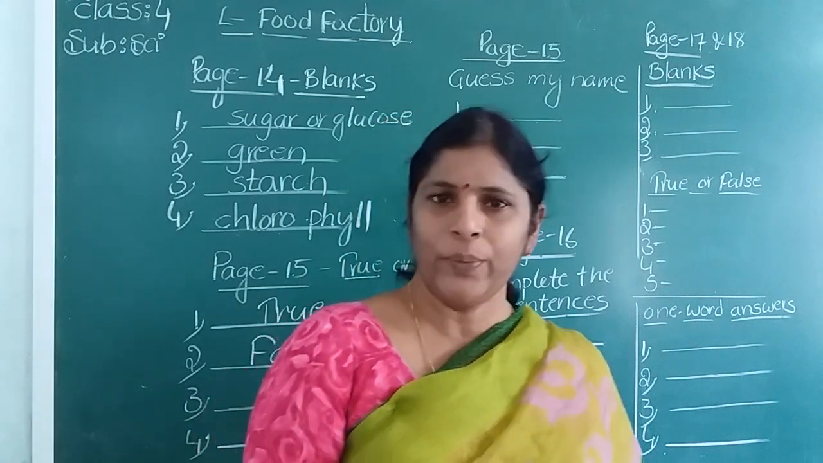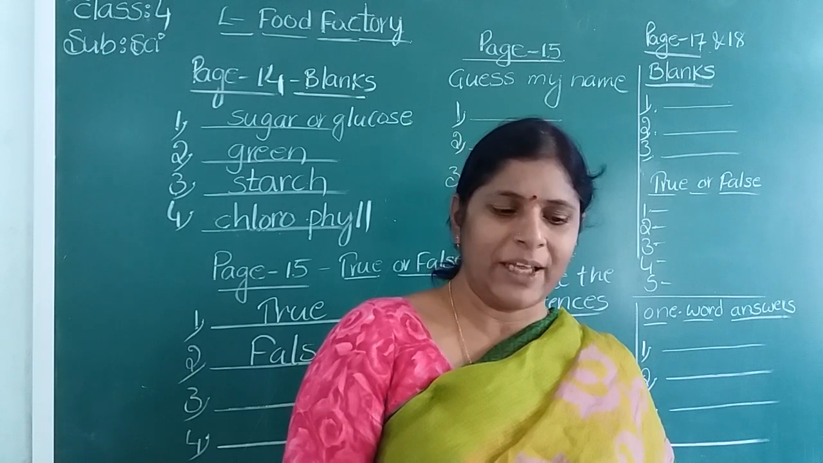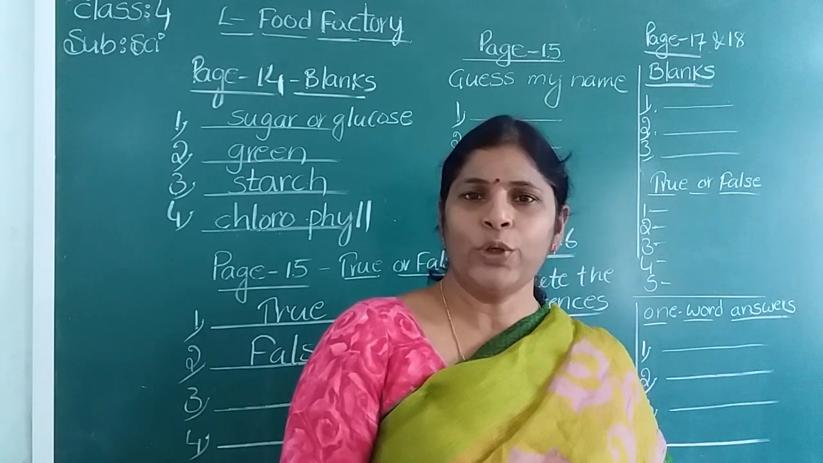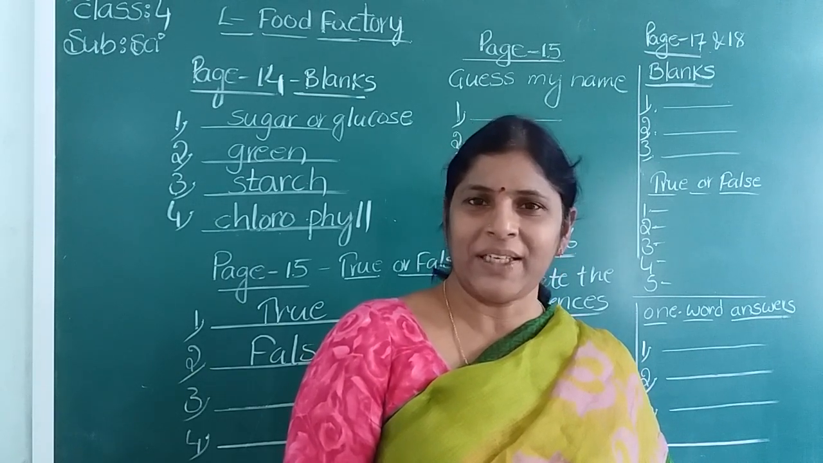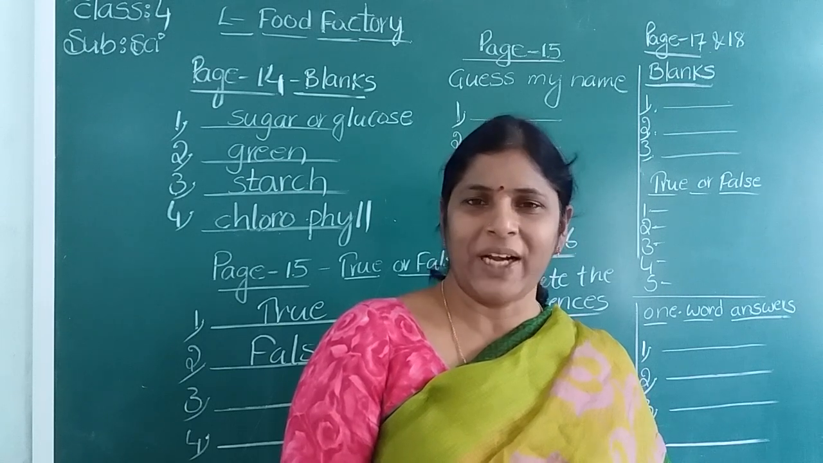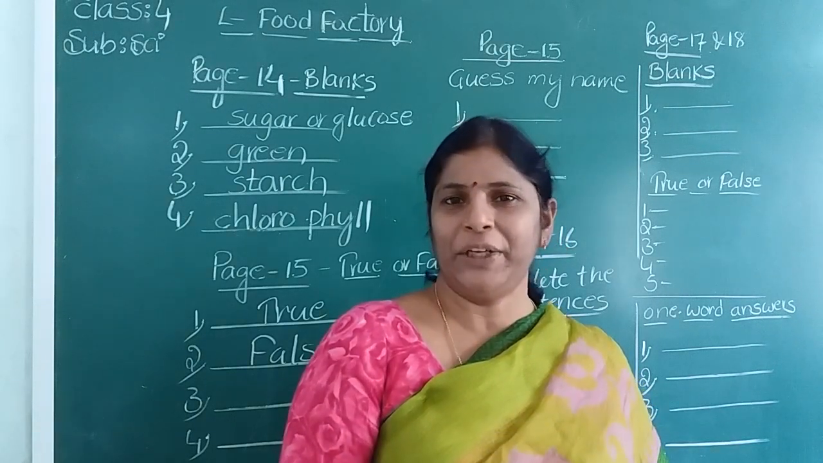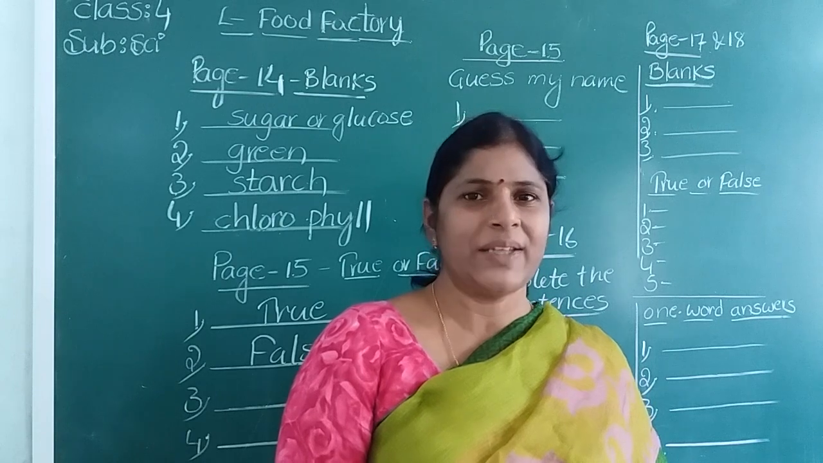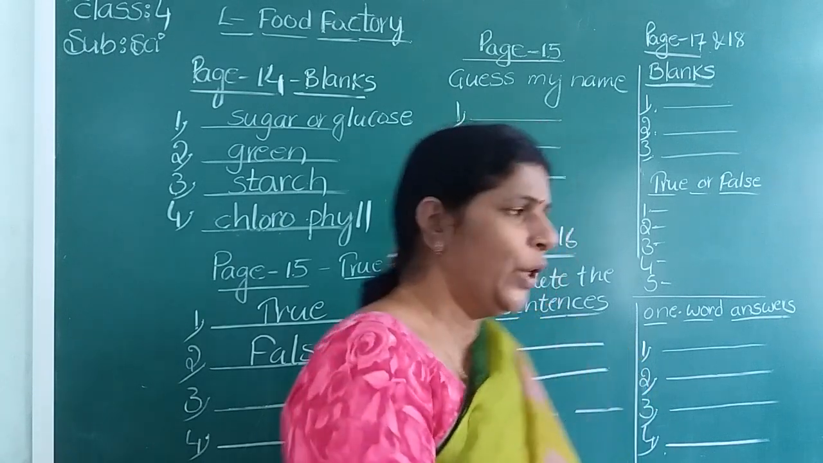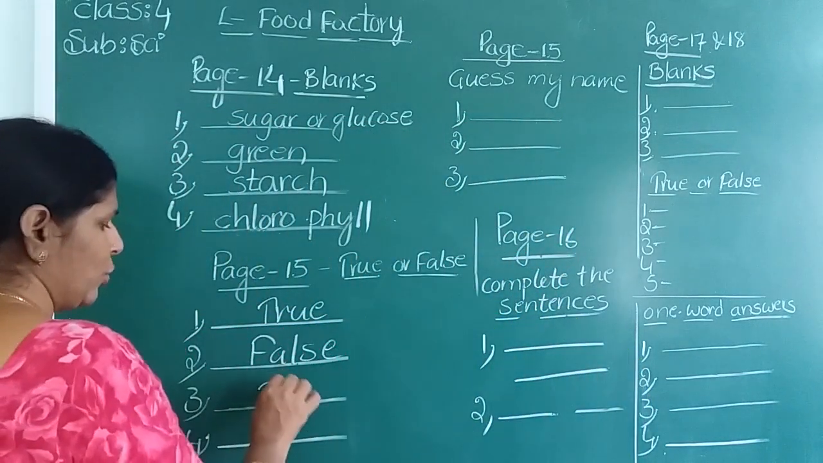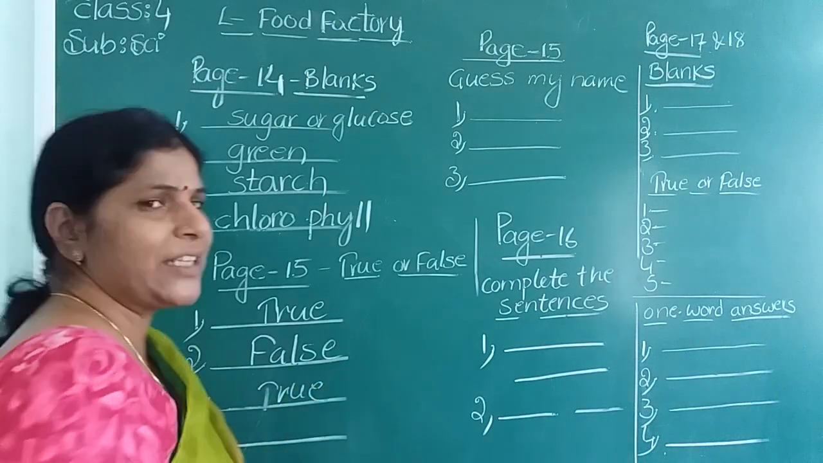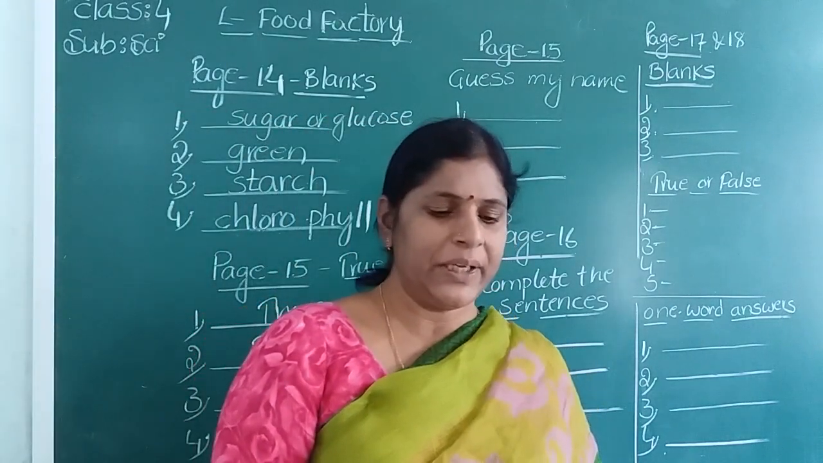Now the third question. A leaf helps the plant to breathe through stomata. Is it true? Stomata are present on the underside of the leaf. So it is true. Leaves breathe through stomata only. Stomata are present on the under surface of the leaf.